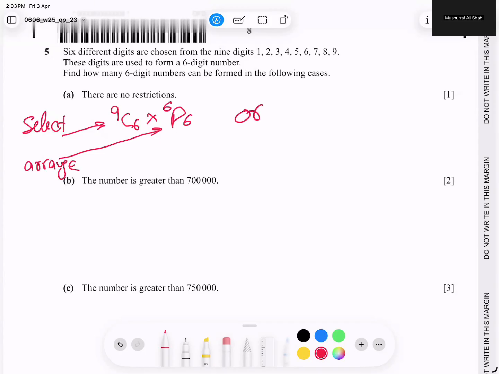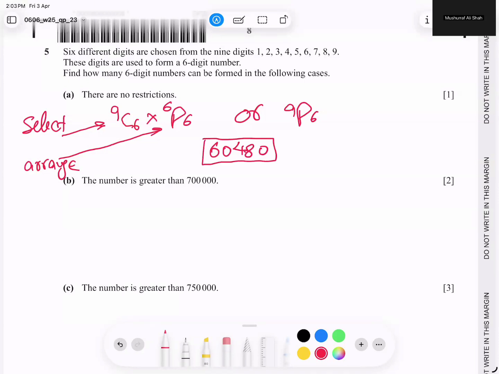Or second method, we have 9P6. We can write 9P6 also. Both ways will give you the same correct answer. And if I check it, the answer turns out to be 60480.